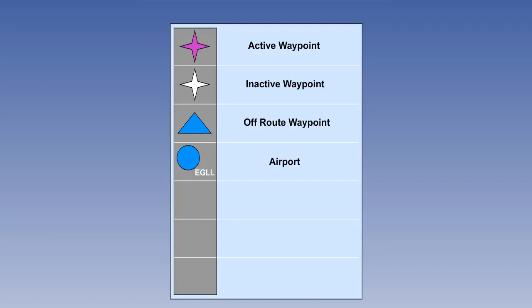A blue circle is an airport. Next to it is the 4-letter ICAO identifier. For instance, Echo Golf Lima Lima is Heathrow. This 3-legged symbol is a navigation aid, usually a VOR. This one is coloured green because we've tuned it on one of the aircraft VOR receivers. If it is coloured blue, it means that it is in the vicinity and therefore appears on the map display to show that it is available for use, but the VOR is not presently tuned to it.